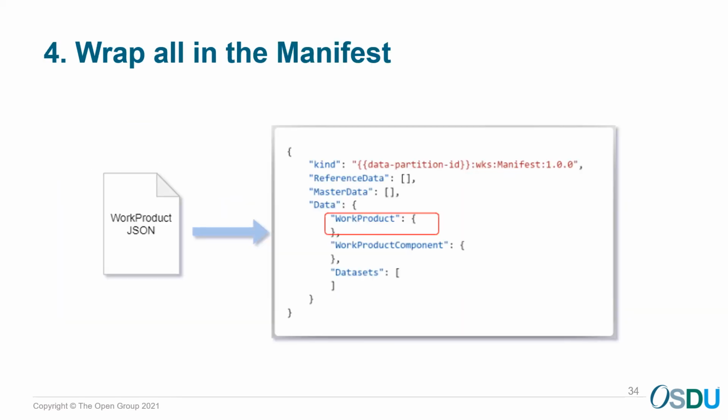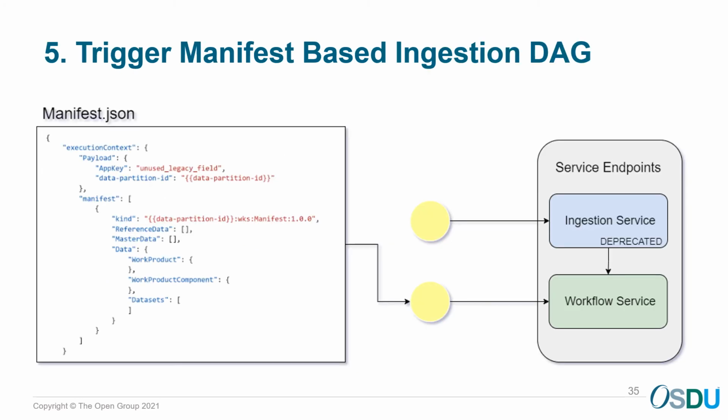Then, create the work product metadata record that would hold the reference to the recently created well-log work product component. Wrap everything with the data group type of the manifest. In the next step, we are triggering the workflow via the workflow service.